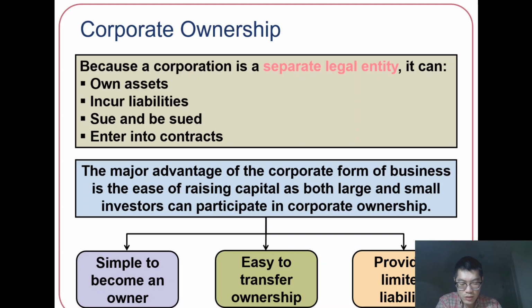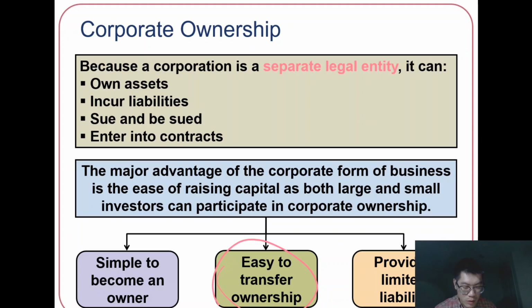There are some advantages to the corporate form of business. First of all, it's simple to become an owner. How do we become an owner of a corporation? All those companies that you see on the stock market are corporations. When you decide to become the owner of one of those companies, just open a stock account or investment account and buy several shares of that company's common stock. You will become the owner of that company. So it is very easy to become the owner of a corporation. And if you decide you don't want to own the shares any longer, you can sell your stock and someone else on the market will buy it. It's a very easy method to transfer ownership of the company.